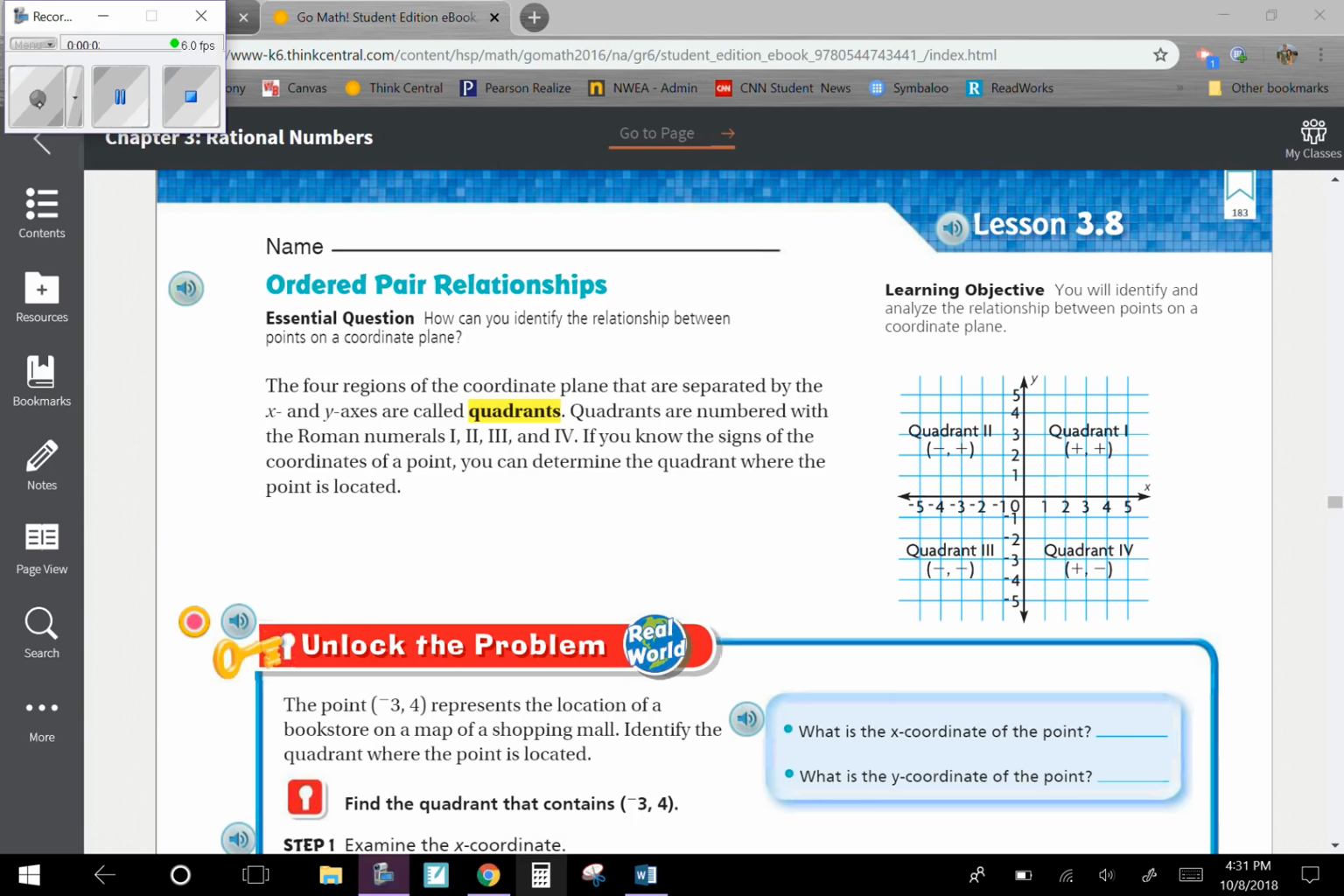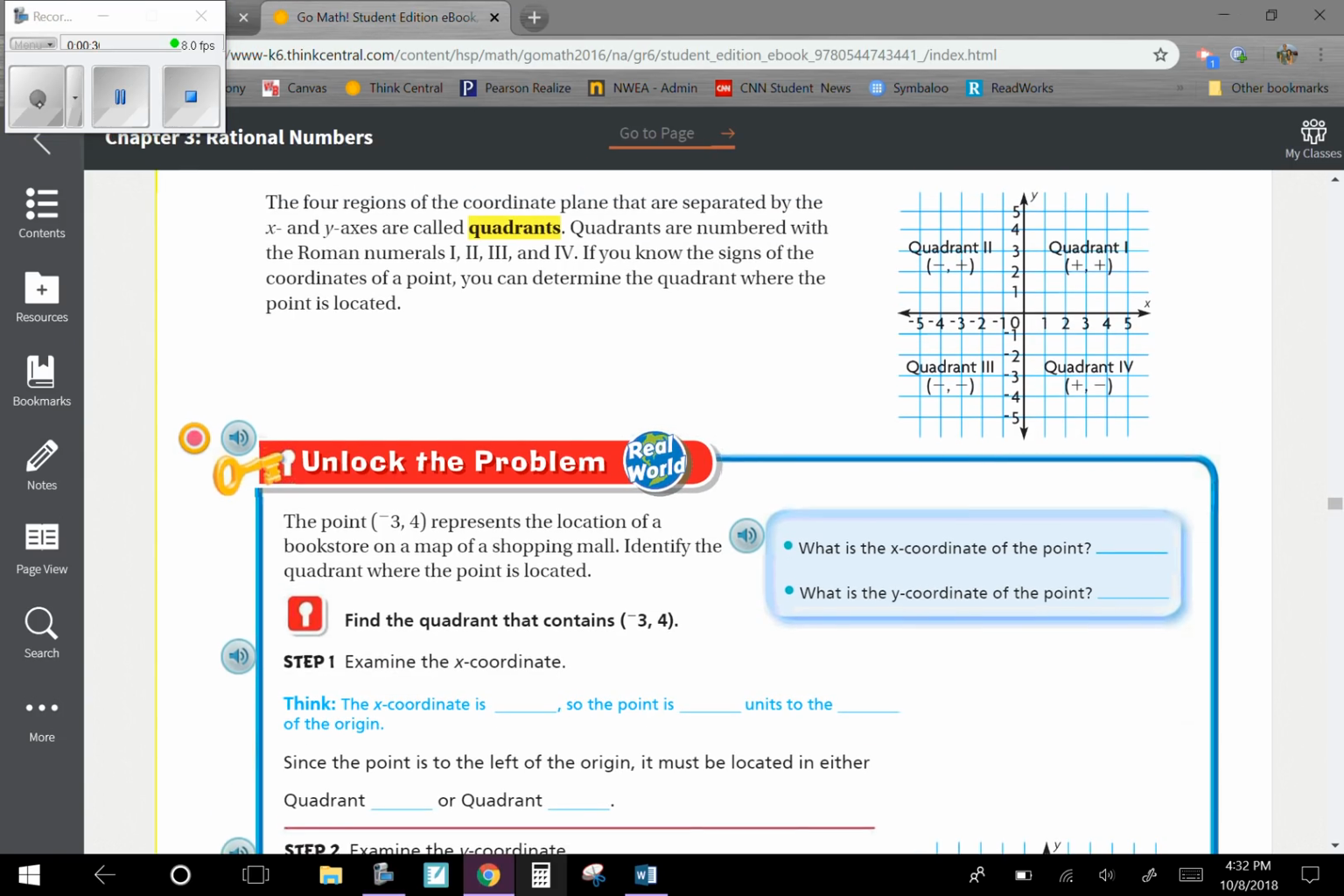Chapter 3, Lesson 8. Our learning objective is that you will identify and analyze the relationship between points on a coordinate plane. So we're talking about ordered pair relationships. The four regions of the coordinate plane that are separated by the x and y axes are called quadrants. Quadrants are numbered with the Roman numerals 1, 2, 3, and 4. If you know the signs of the coordinates of a point, you can determine the quadrant where the point is located. So over here, it shows you a little cheat sheet.